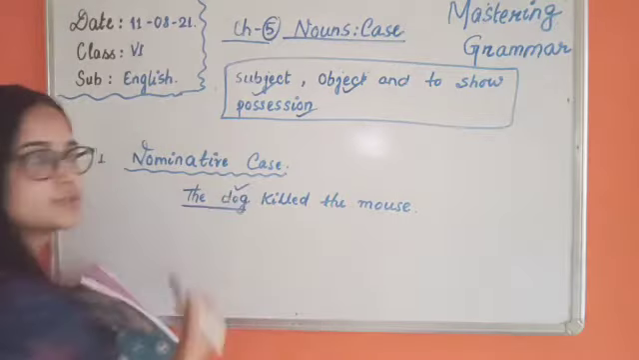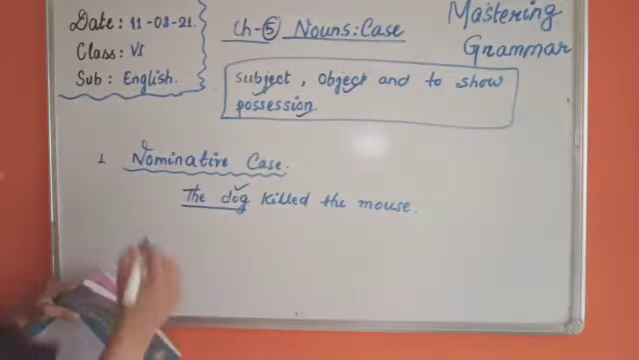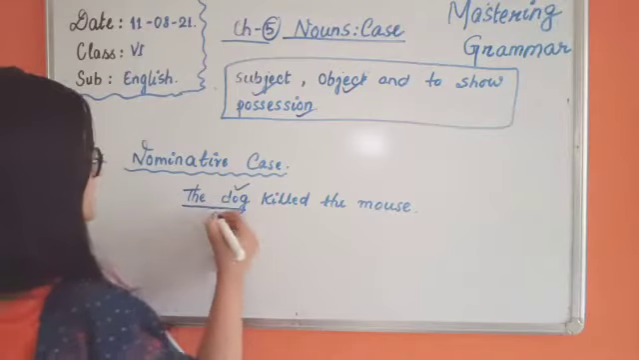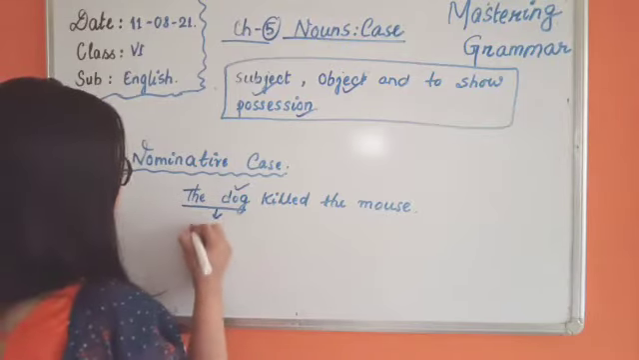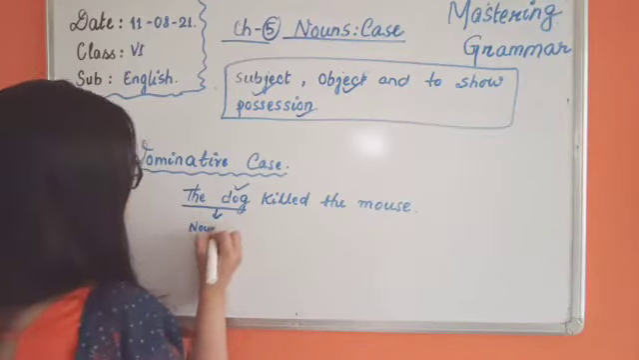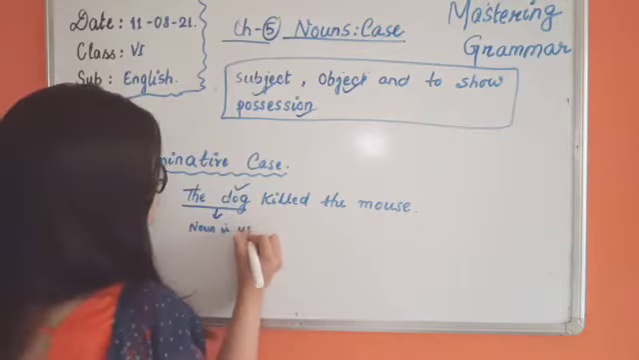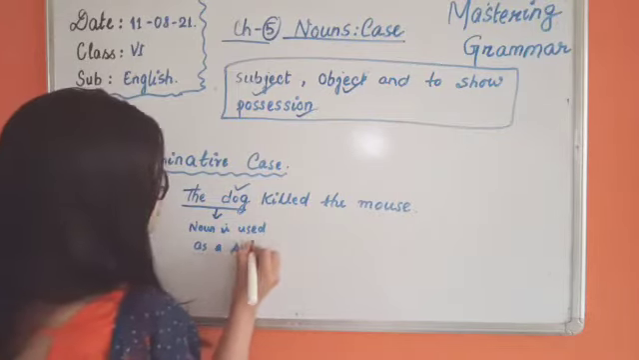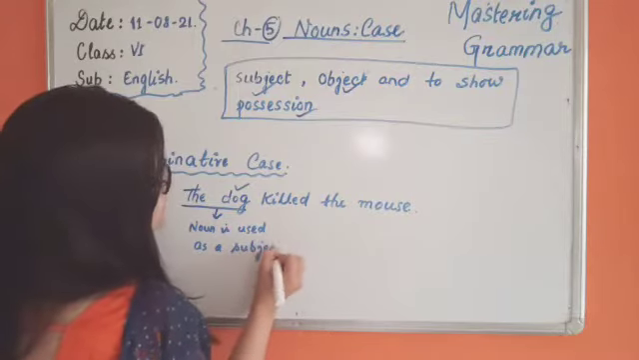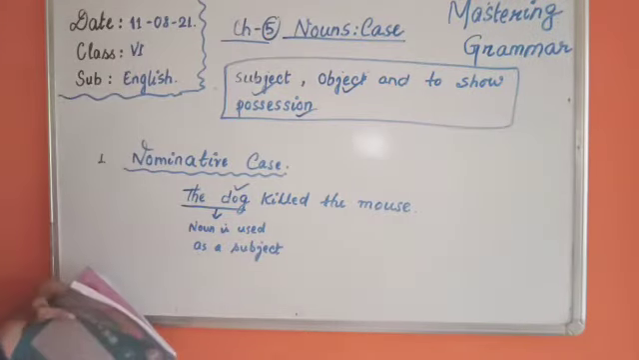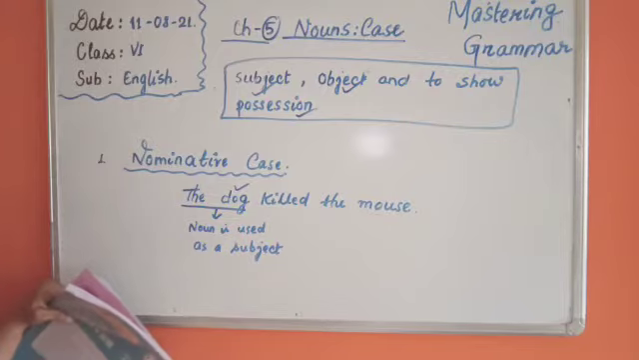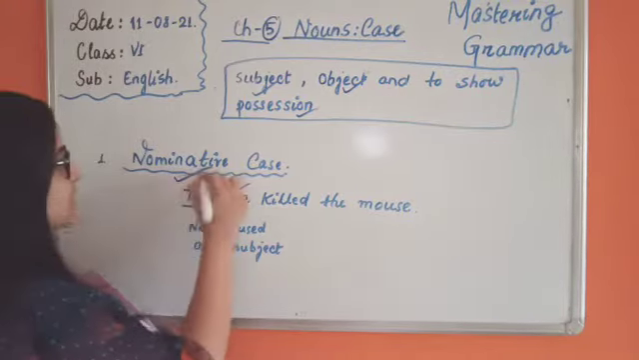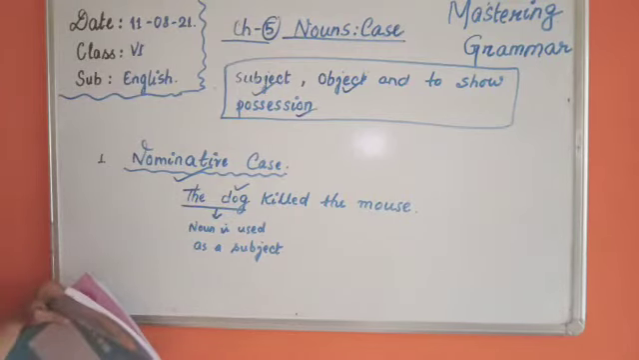Now dog is also a noun. So can we say that in this case this noun is acting as the subject? The noun is used as a subject because we are talking about the dog. So such cases in which nouns are used as subjects, we call it a nominative case. The noun in the nominative case.